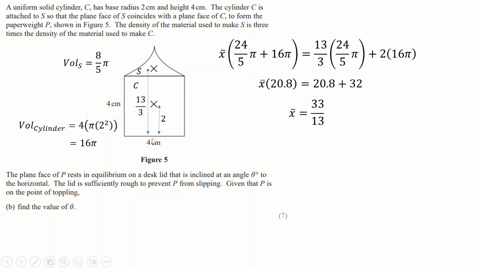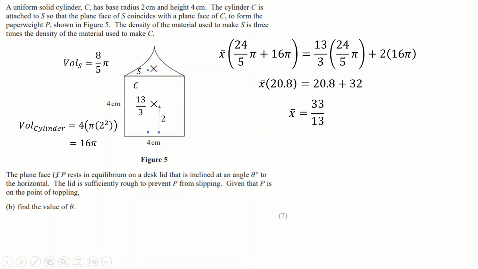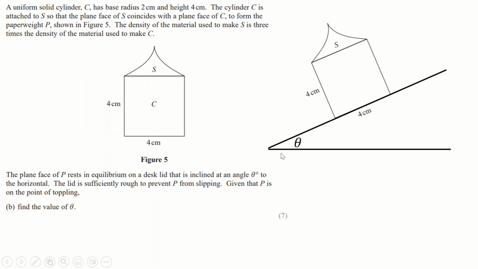So that's the distance of the center of mass up from the base. And so now, what we're being told is it's put on an inclined plane, angle theta, and it's on the point of toppling. The plane is very rough, so it's never going to slip. So we end up with a picture being like this.